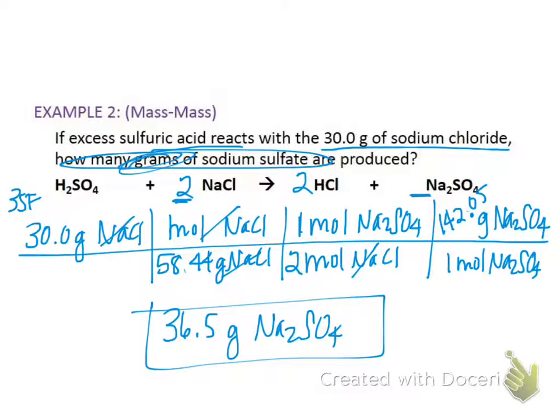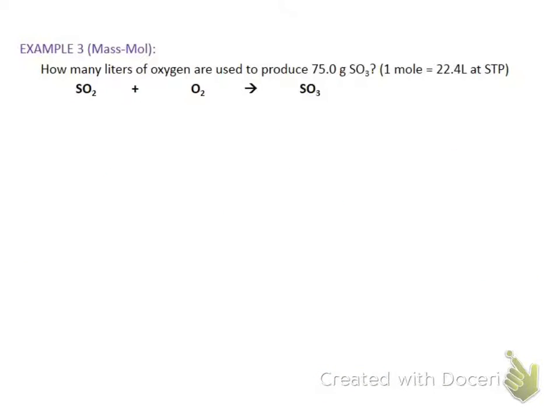All right, let's do 2 more because we're going to do some volume on some of those, and some other types, so you can see how a volume works. This one wants to know how many liters of oxygen are used to produce 75 grams of SO3. And I'm reminding you to use this for volume.